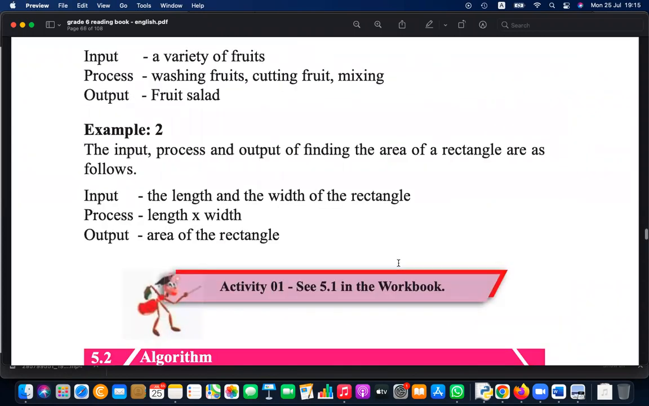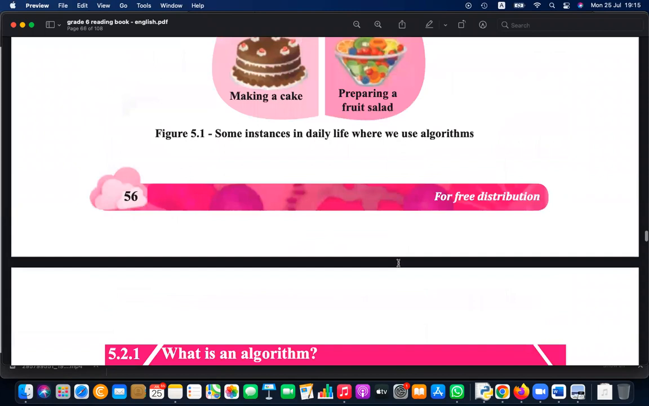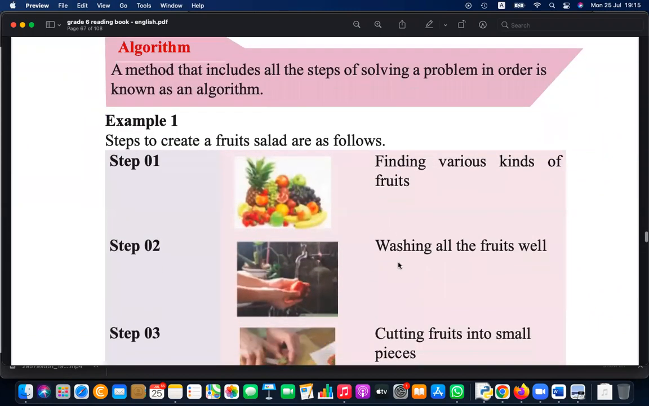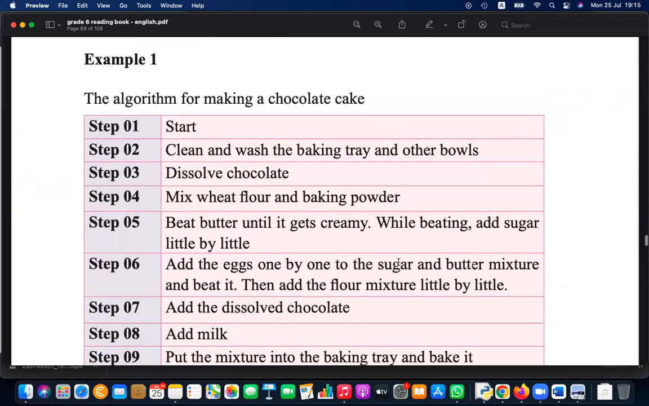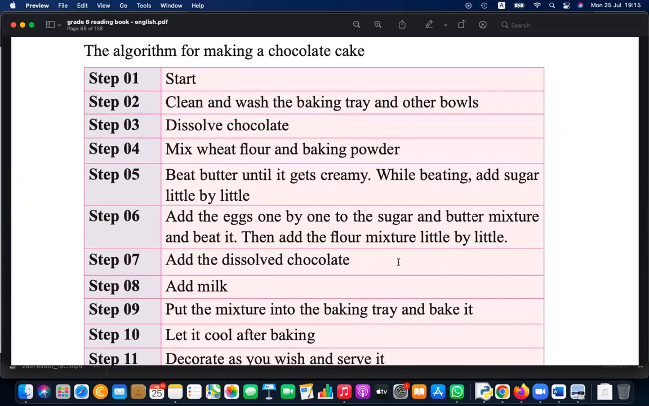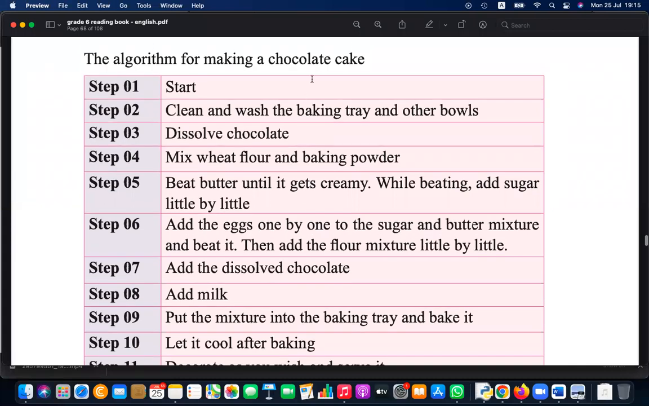And we have learned several different algorithms. Here you can see how to make a fruit salad. Using several steps, we have written that. In writing algorithms, what they have recommended here is that you write the step and then explain the step, right? Step number 1 is start. Step number 2, clean and wash the trays and bowls. This is actually how to make a chocolate cake.